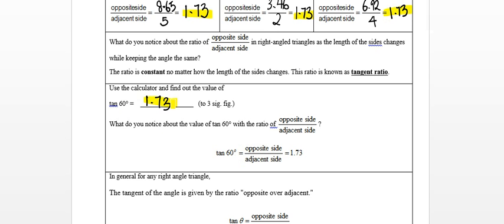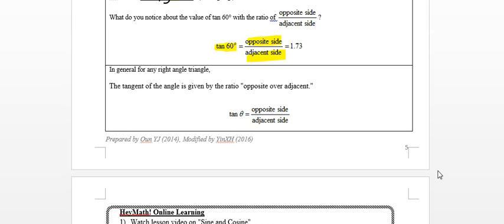And tangent 60. They are all the same because tangent of an acute angle is given as taking the opposite over the adjacent, and hence we form the tangent ratio. In general, for any right-angled triangle, the tangent of a given angle is given by the ratio opposite over adjacent, TOA.